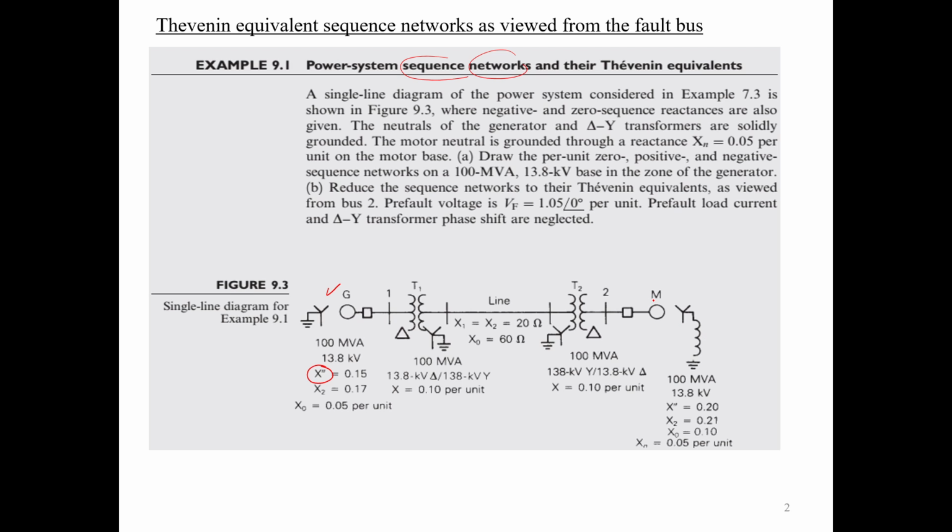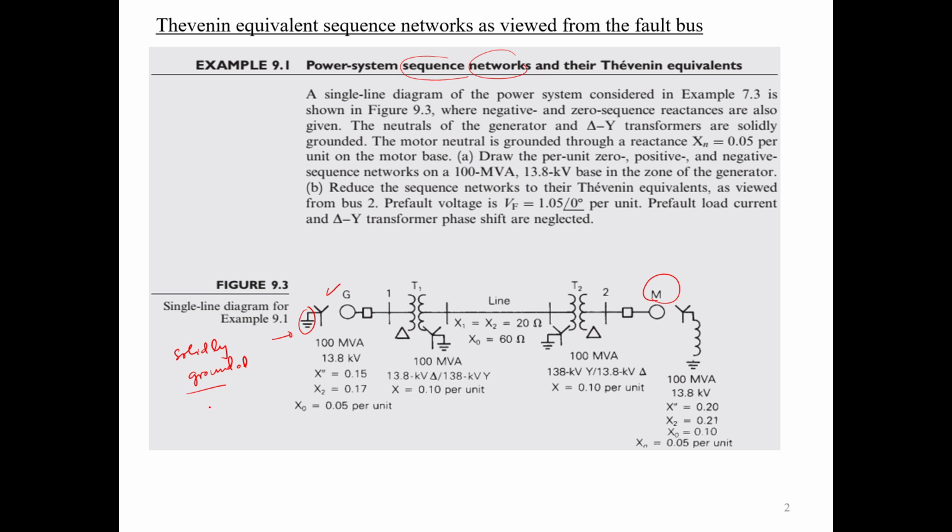For the motor, I suppose we would have something similar. For the motor, we have the X double prime, which is the subtransient reactance, and we have X0 and X2. Moreover, we connect the neutral, but not directly. It's not solidly grounded. In this case, for the generator, we call it solidly grounded.